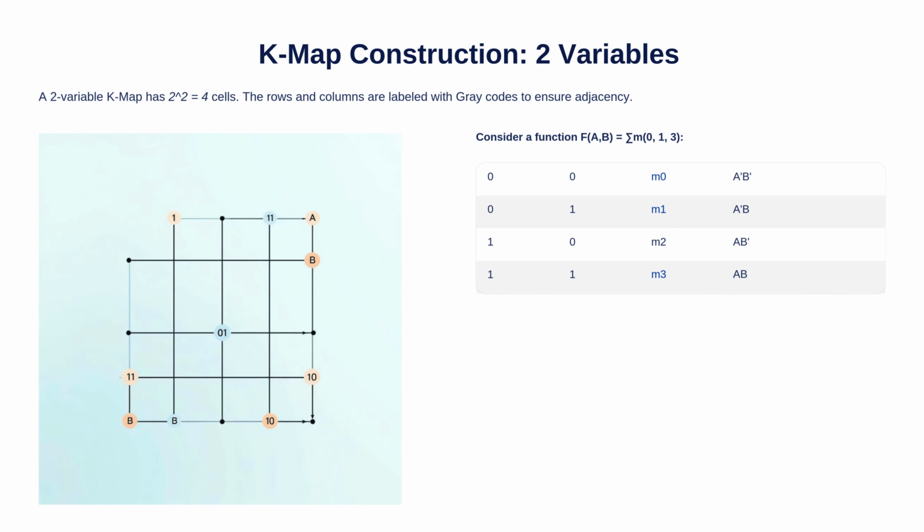K-map construction. 3 and 4 variables. As the number of variables increases, the K-map size grows exponentially. A 3-variable K-map has 2 to the power of 3 equals 8 cells, typically arranged as 2 rows and 4 columns, or vice versa. A 4-variable K-map has 2 to the power of 4 equals 16 cells, arranged as 4 rows and 4 columns. Column and row labels must follow gray code, e.g., 00, 01, 11, 10.